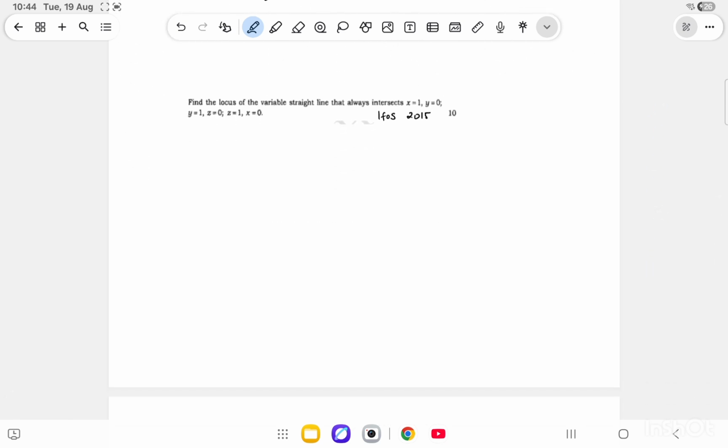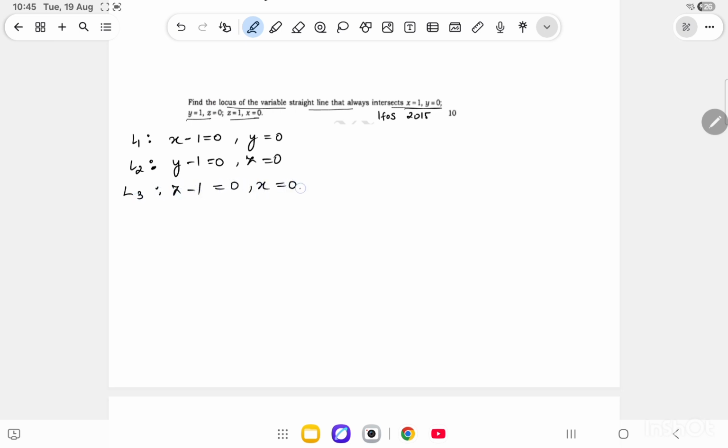The next question says to find the locus of a variable straight line that always intersects line 1, line 2 and line 3. So my line L1 is x minus 1 equals to 0 and y equals to 0. Line L2 is y minus 1 equals to 0 and z equals to 0. And my line L3 is z minus 1 equals to 0 and x equals to 0.